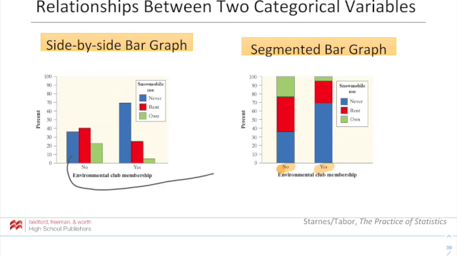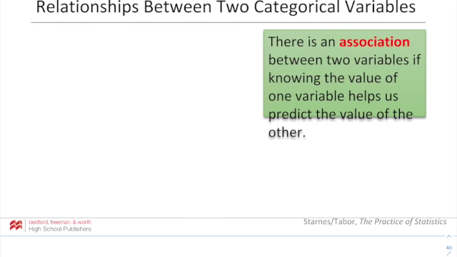So the height of this bar of no membership is the same as this blue over here. Similarly with the red and with the green. They're just stacked on top of each other to reach 100%. Both of these could be used whenever you're trying to describe relationships between the variables. There's not really a good, bad, or better situation. So it's up to you and whether you're given particular directions.